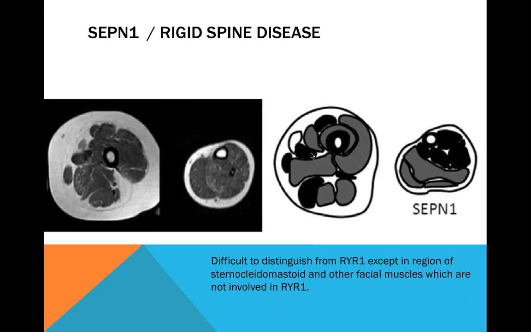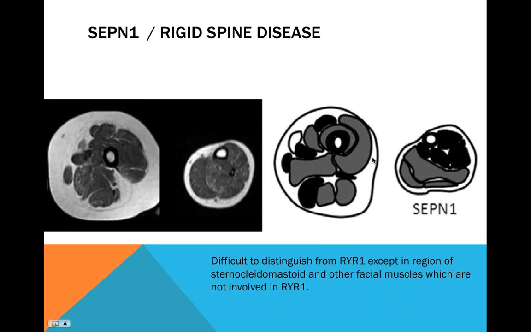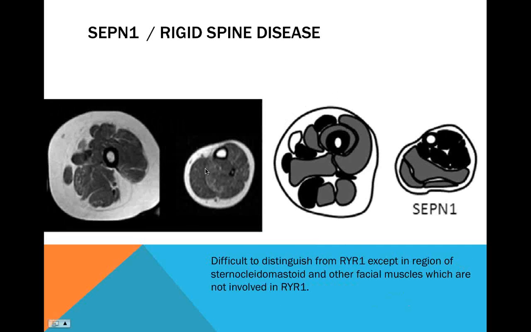Because again, even though this one has more white here and more white here, and this is more gray, that's not a hard and fast rule. These are just guidelines of what to look for in terms of the pattern. There are cases where it's pretty much all white in SEPN1 as well, and it could be gray here in RYR1. But the key thing to take into consideration is that you have to look at these images with the clinical picture in mind.